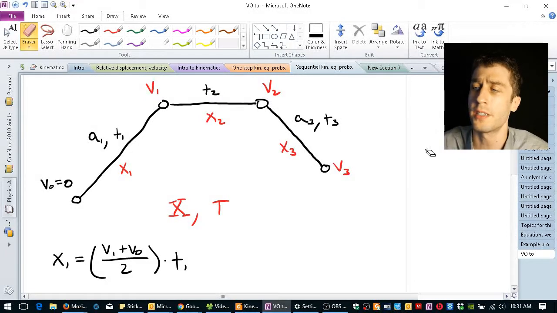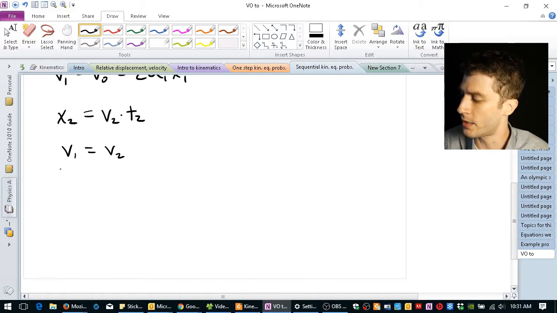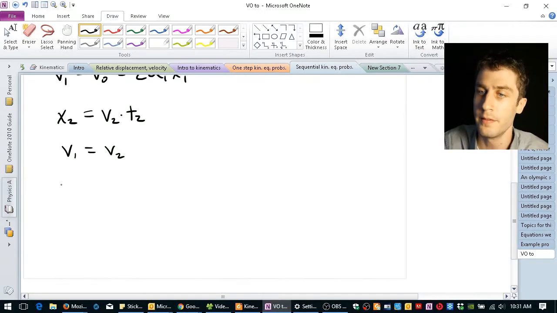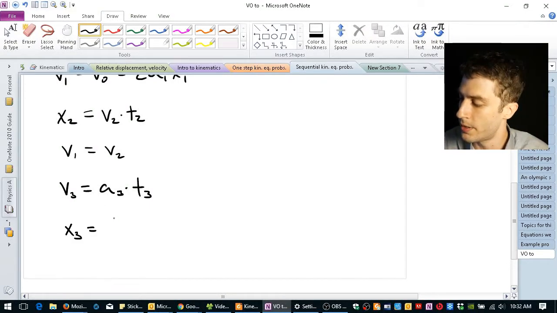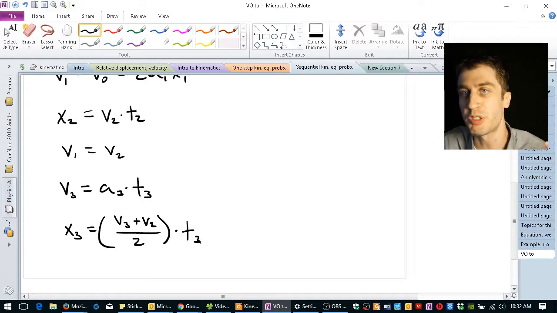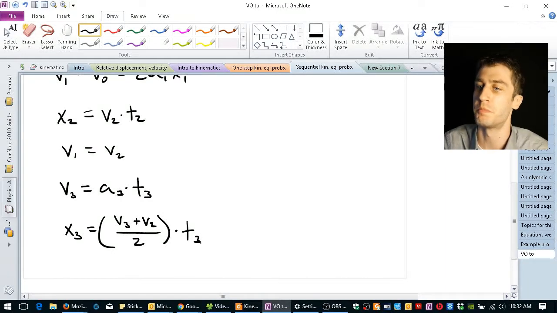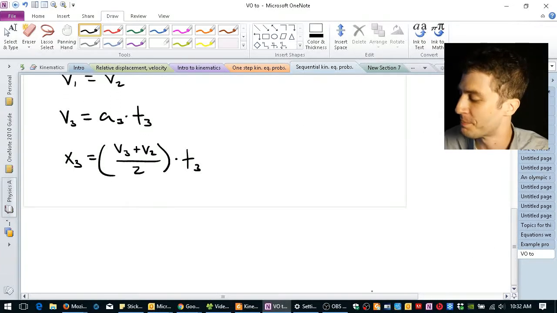Okay, now let's move on to the third time interval. I'm going to pick 2 more kinematic equations that are relevant there. So I've chosen V3 is equal to A3 times T3. And x3, our displacement over that time interval, is equal to v3 plus v2 divided by 2, which is our average velocity, times t3. Again, doesn't matter which 2 kinematic equations you use. I picked some really crappy ones, so probably don't want to pick these same ones.